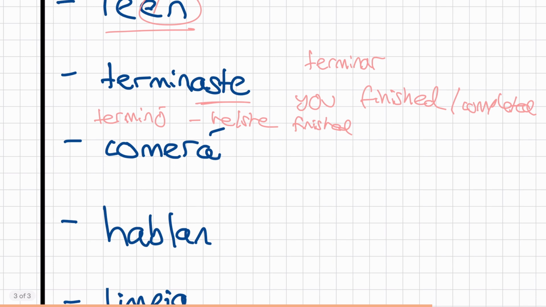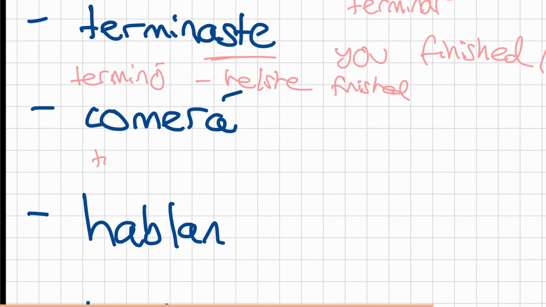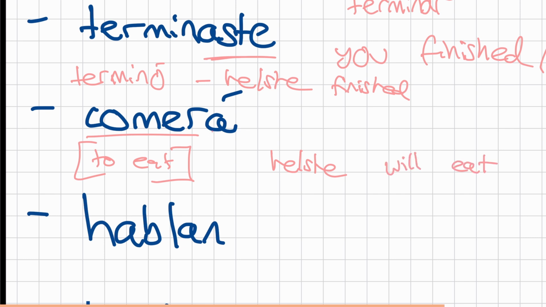Okay, comerá. Comer is to eat. So we have the infinitive and something added to the end. Is this the preterite or the conditional? Sorry, is this the future or the conditional? In this case, we have the á ending, so it's the future tense. So he or she will eat. Yeah, comerá. If it was would, it would be comería. But there's no I, it's just the á, so he or she will eat.